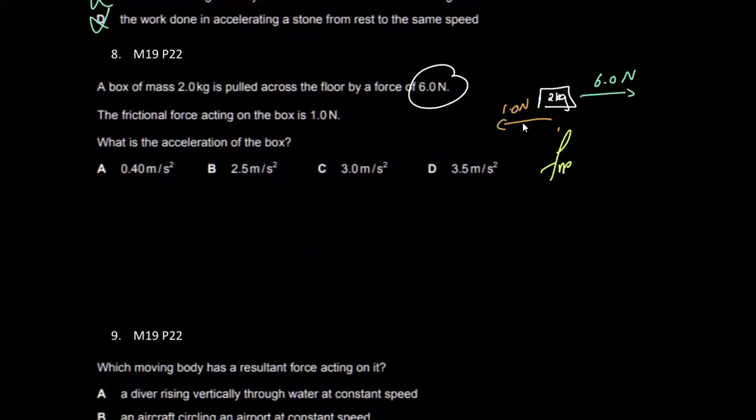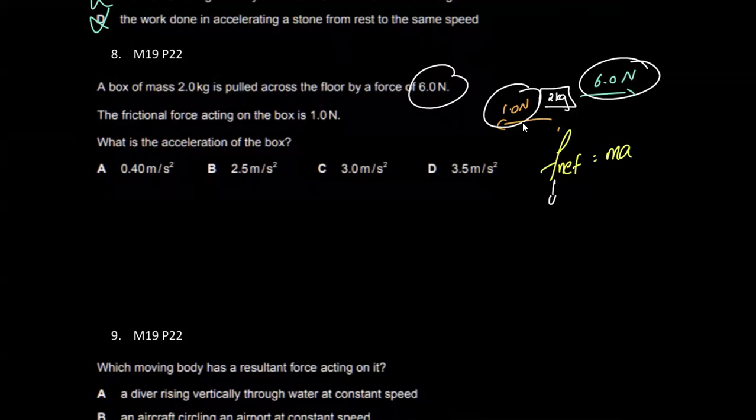So F net is equal to ma, right? F net is your resultant force. So 6 and 1. 6 is towards the right, 1 is towards the left. What do we do? Do we add them or do we subtract them? They're acting in the opposite directions.